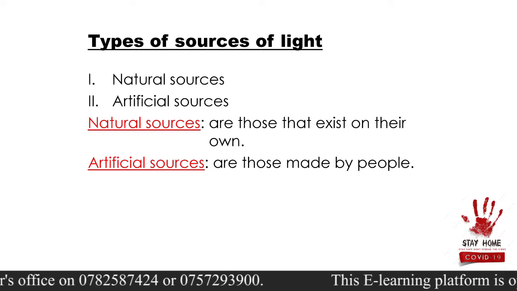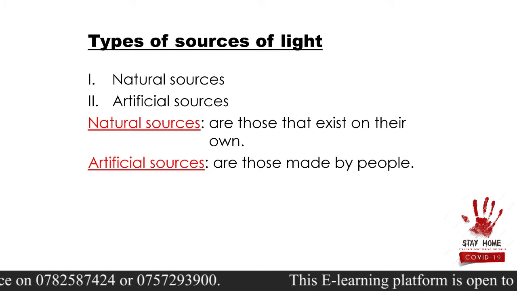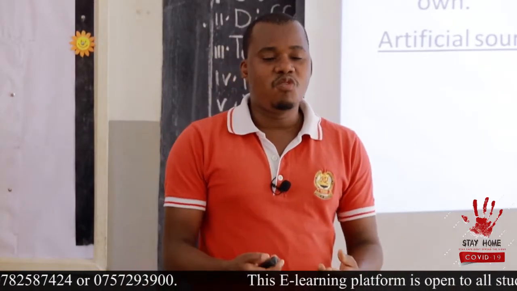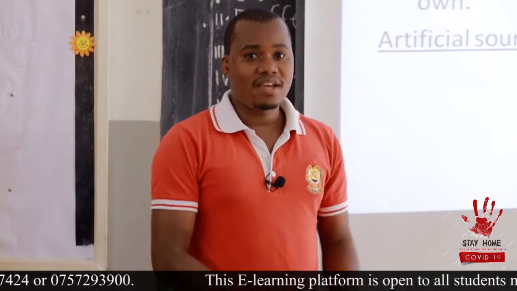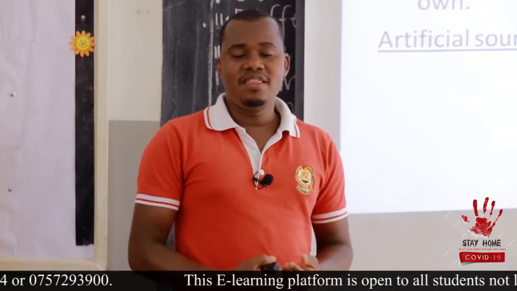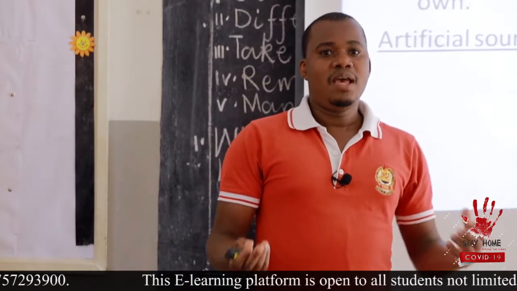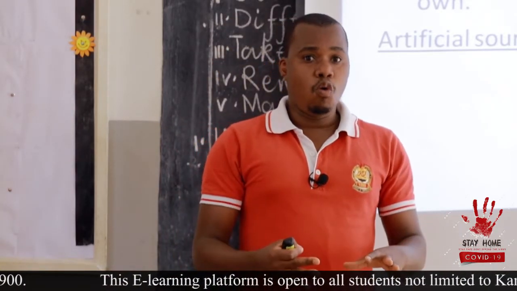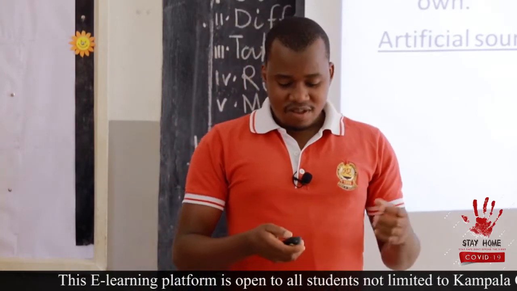So what are natural sources? Natural sources are those that exist on their own. Sources of light that exist on their own. No one can tell them. No one has made them. You just wake up in the morning, you see it giving you light, but it has just happened. It has just existed on its own. So those are called natural sources of light.